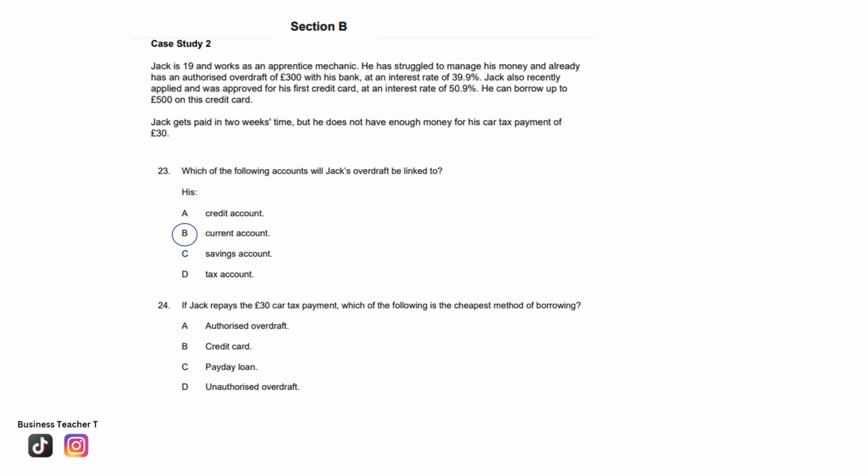The answer is B. credit card, and that's because there's an interest-free period on a credit card.